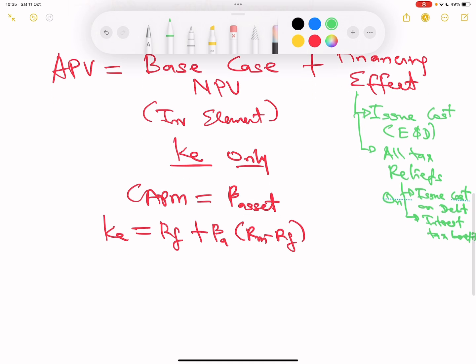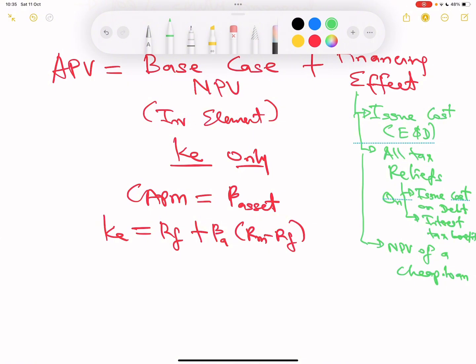And likewise, another financing effect is sometimes you have what you call cheap loan. So you need to put the NPV of a cheap loan. You will see it when I solve a question on this topic. Cheap loan is when you have a loan given to you at a rate that is lower than the market rate.